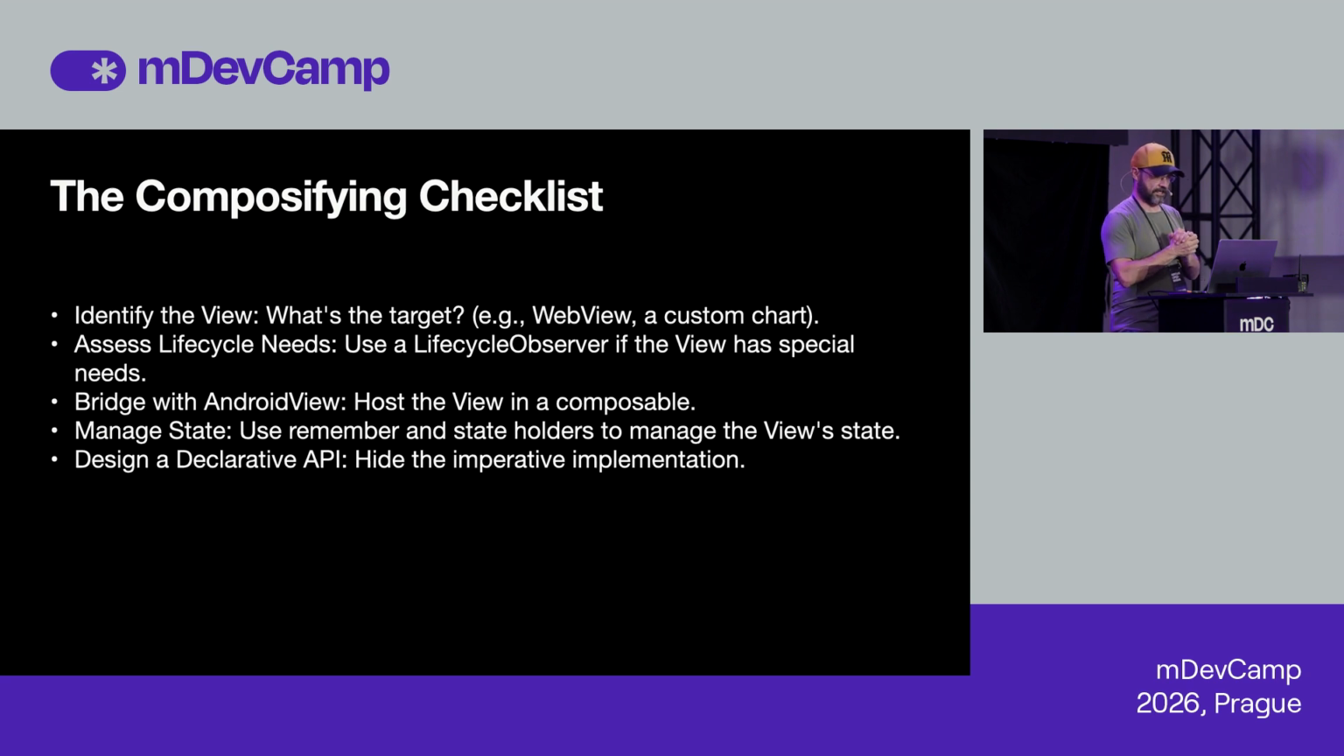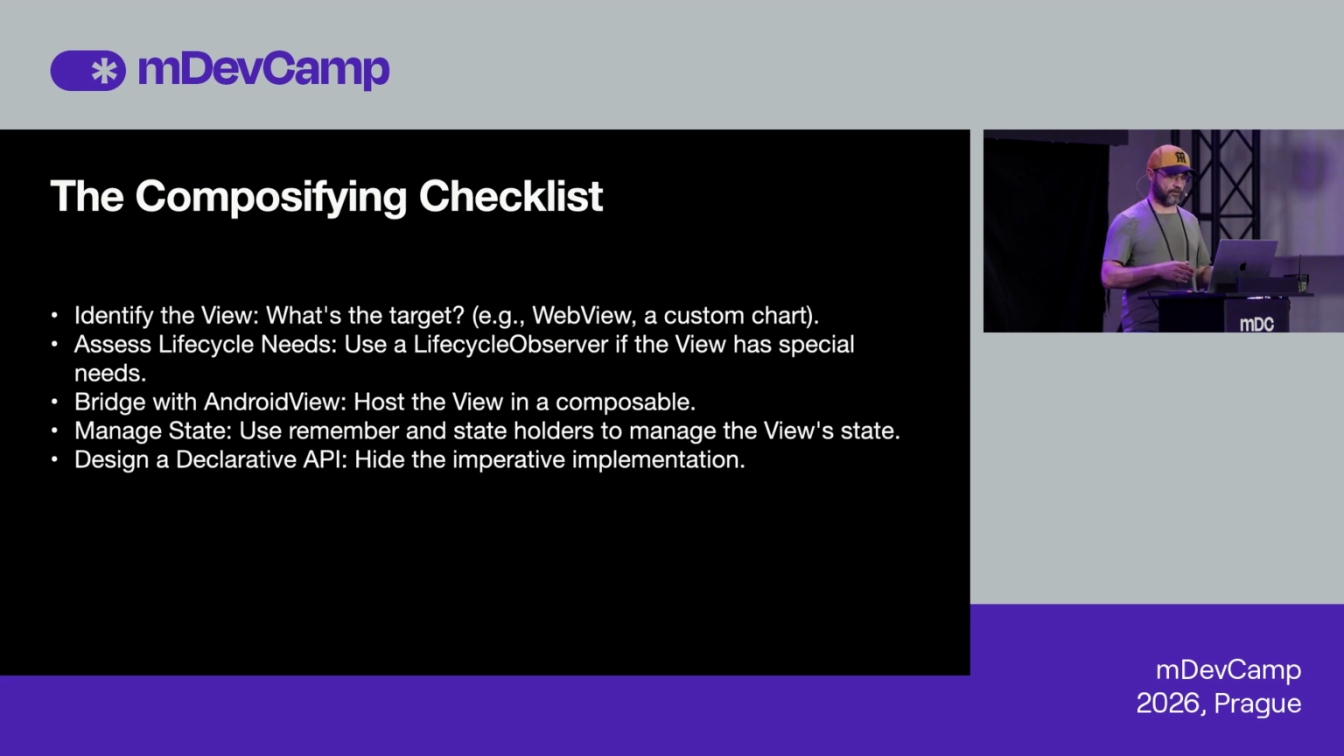So a bit of a checklist here. When we are going to interact with a non-Compose target, we need to identify what it is. It's a web view that has strange requirements. It's a custom chart, for example, that is drawing a lot on the canvas, or something very specific. We need to make sure that we are assessing the lifecycle needs. This is very important because Compose doesn't do it directly. So generally, with a lifecycle observer as a mechanism, we can hook it up with the underlying SDK.